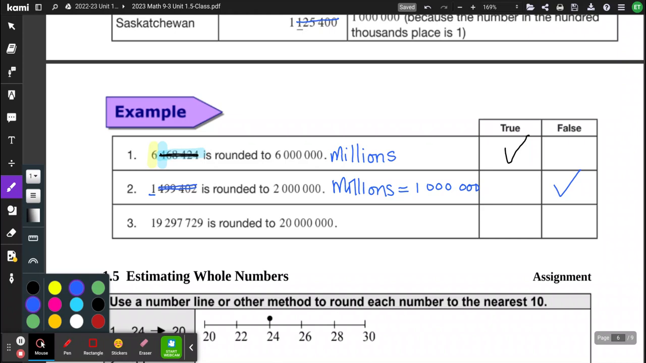Now, people might think, oh, well, that 499,000 is pretty close. Well, it's not halfway, though. It has to be halfway or bigger. All right, the next one.